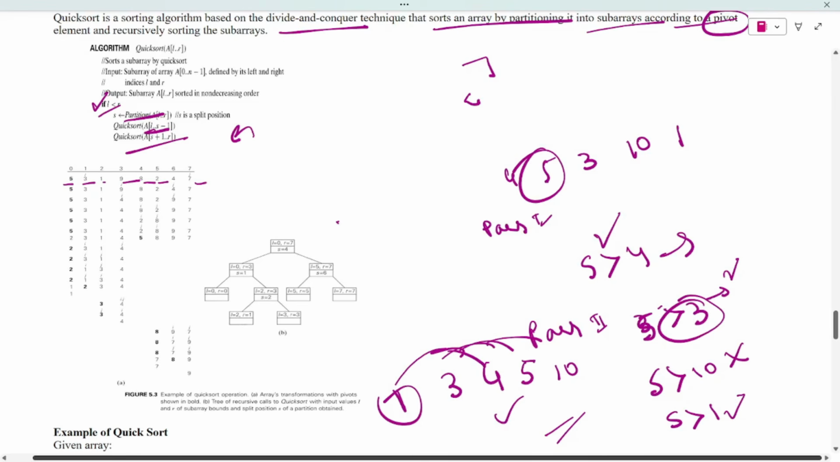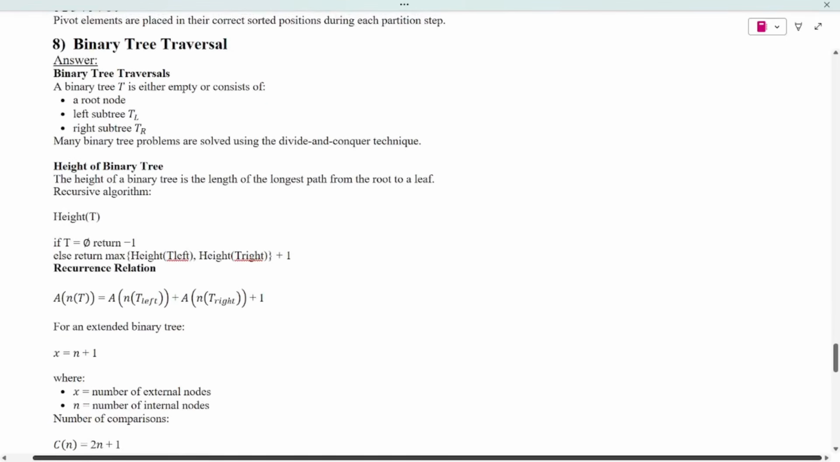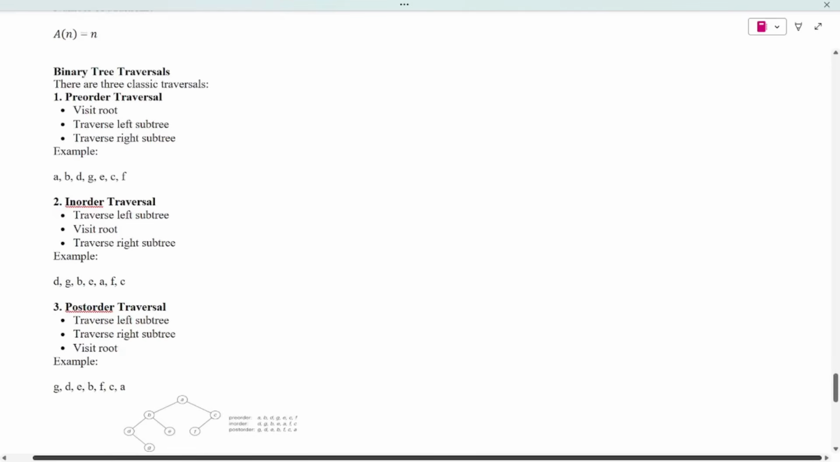Next is about the binary tree traversal that you already know. That is having a root node, a left subtree and a right subtree. First is pre-order, that is, first you will be visiting the root, then left and then right. In order means left, root and right. Post order means left, right and root.